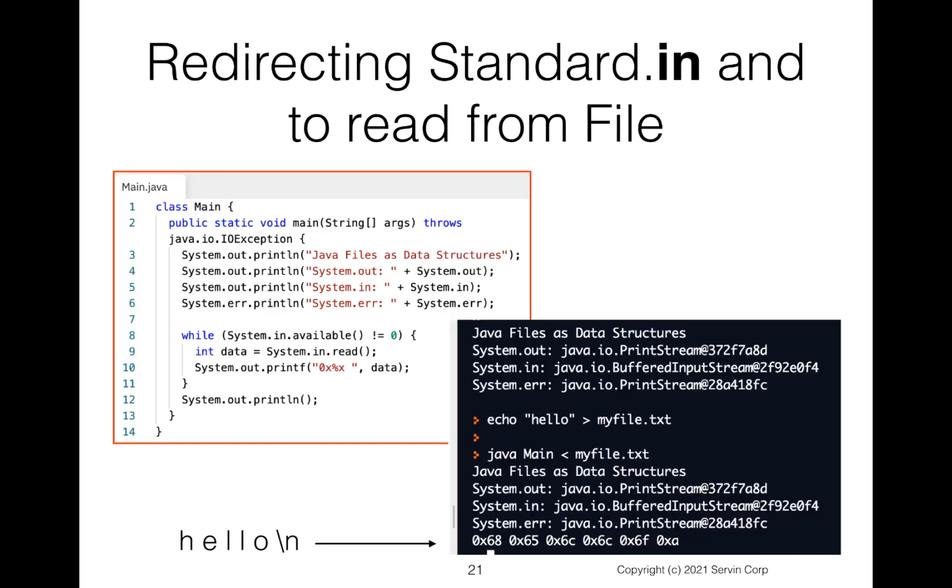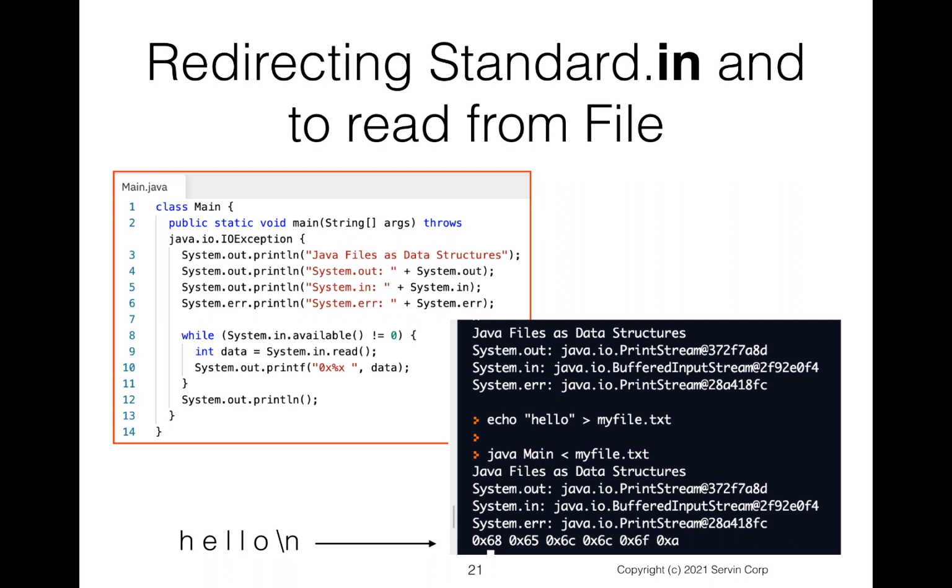Now, it turns out we can also redirect standard in to read from a file. So in this case, notice at line number 8, I'm saying while standard.in available. In other words, as long as there's something coming in from standard.in, then at line number 9 I say System.in.read, and I just read whatever that data is. I don't care what it is, other than at line number 10, I am printing it out as hex values so we can see what's coming in. And we just keep doing that until we run out of input. And then at line 12, we just print a new line character by itself.